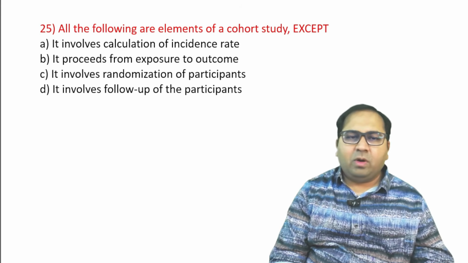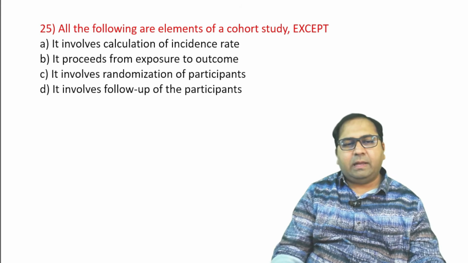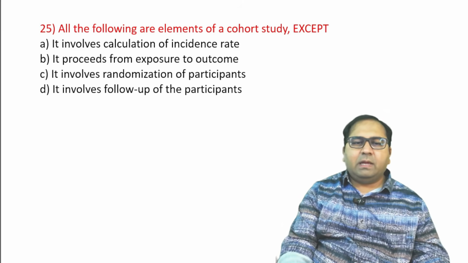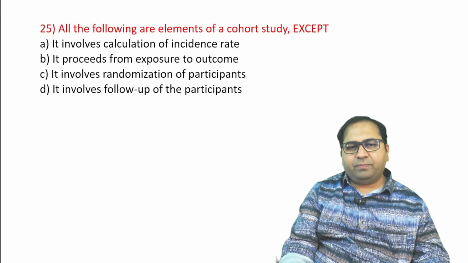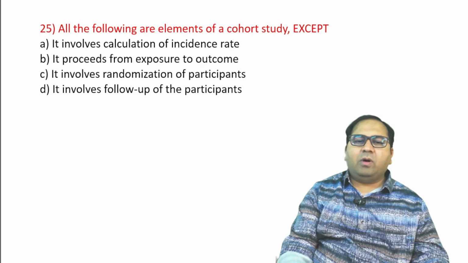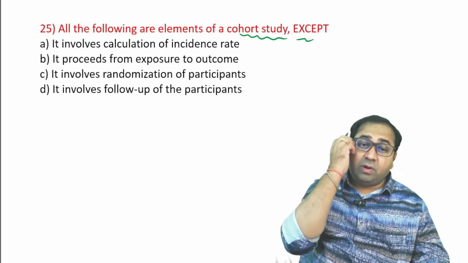Next question. All the following are elements of a cohort study except what? Options are A, it involves calculation of incidence rate. B, it proceeds from exposure to outcome. C, it involves randomization of participants. D, it involves follow-up of the participants. So 3 statements are correct and 1 statement is wrong.